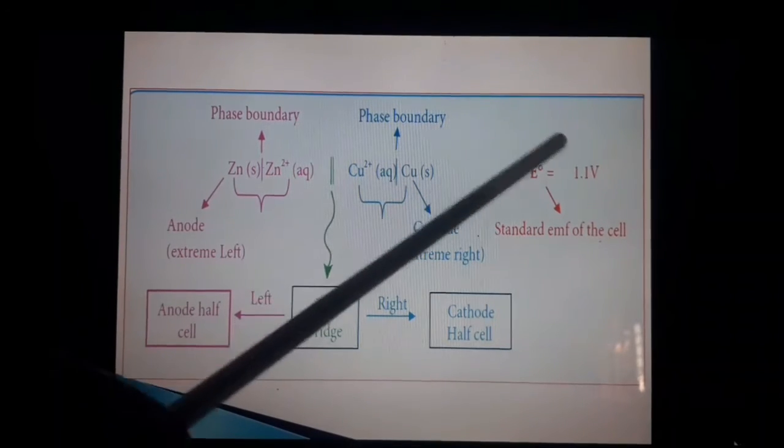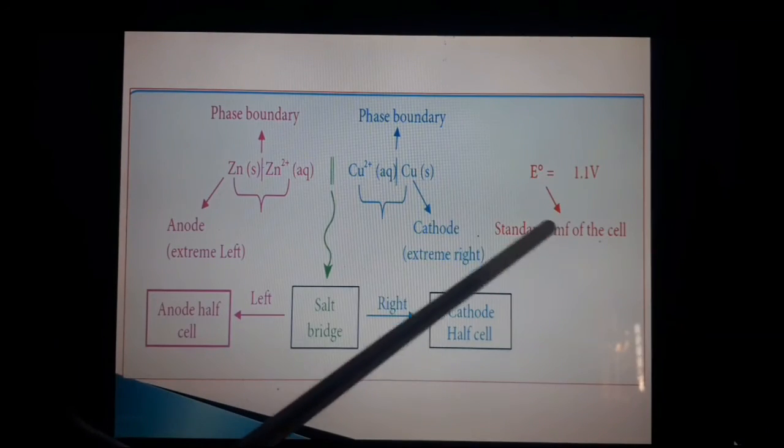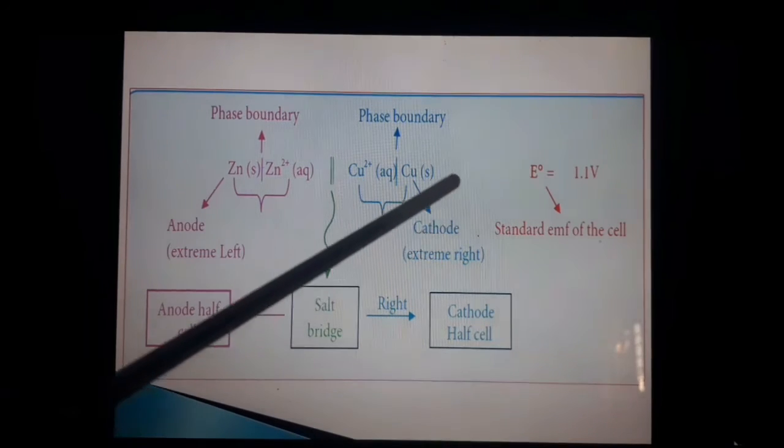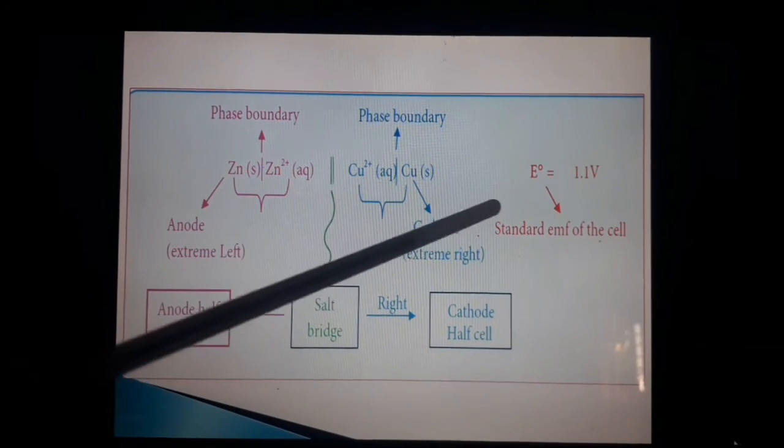E0 is equal to 1.1 volt in this galvanic cell, 1.1 volt.